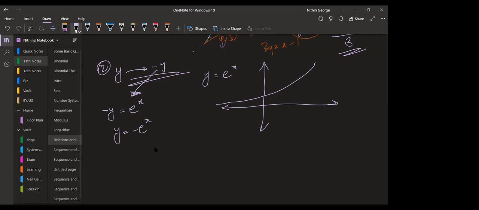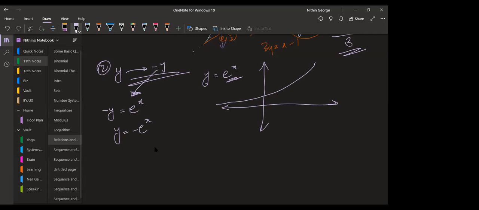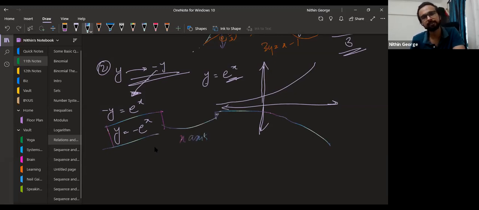Sir, same thing below the x-axis. Exactly. So y is the same quantity, but the sign is negative. Instead of it being positive, it will be negative. So you will get a similar graph like this. Forgive the graph drawing skills, but I hope you can get the point here. Y equal to minus e power x will be this one here. So here what happens? X-axis is the mirror. Got it?